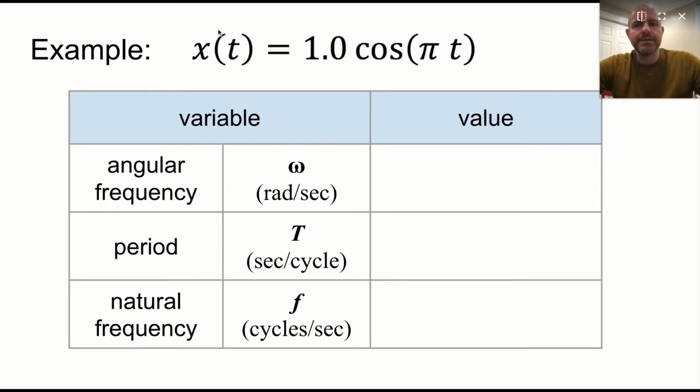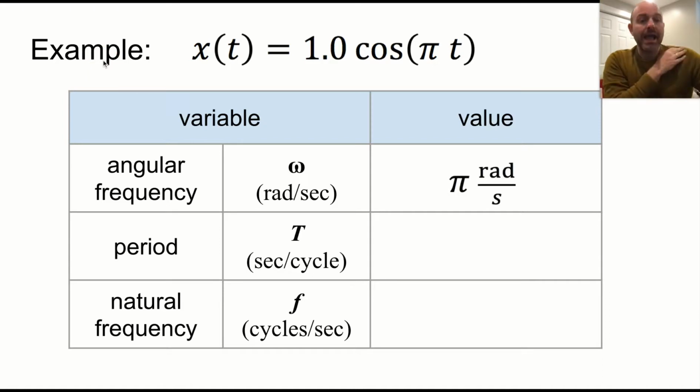So if we look at this a little bit further with a particular equation as an example, what is the angular frequency of this? What is the period, and what is the frequency? Well, we have pi in the angular frequency spot in the equation. We know that the angular frequency is 2 pi over the period, so we can find the period, and then we can find the natural frequency.